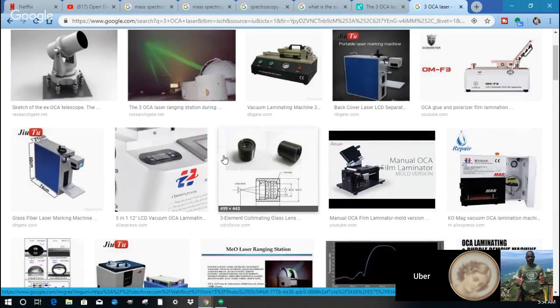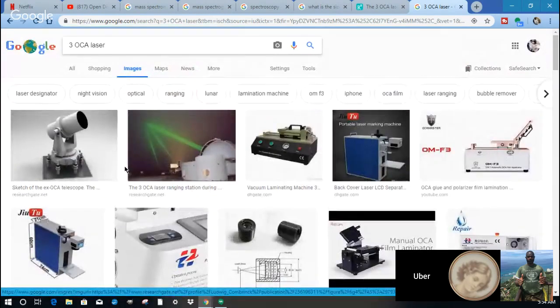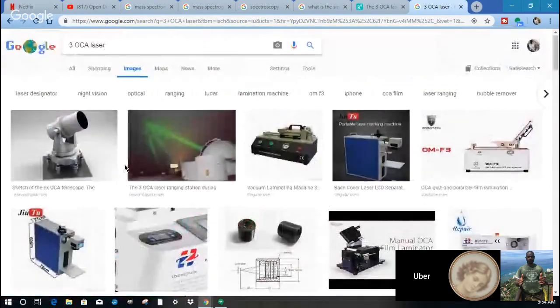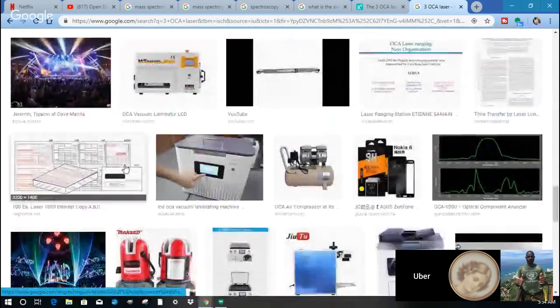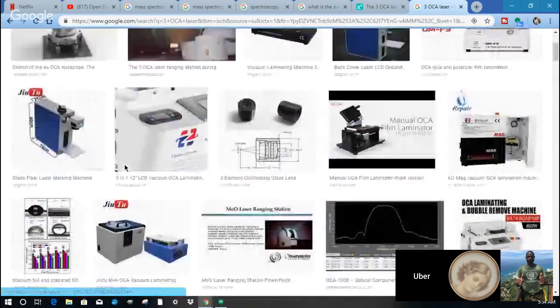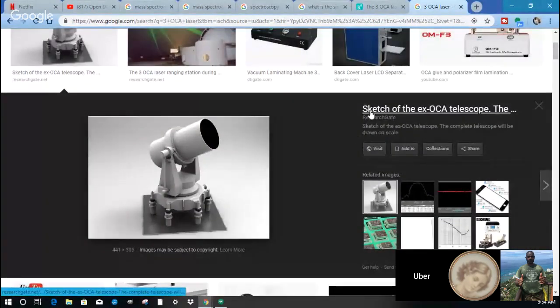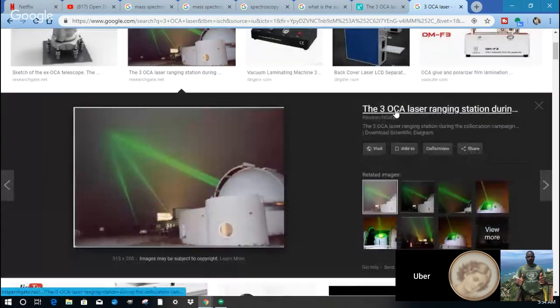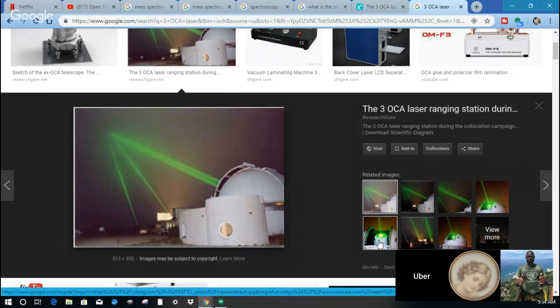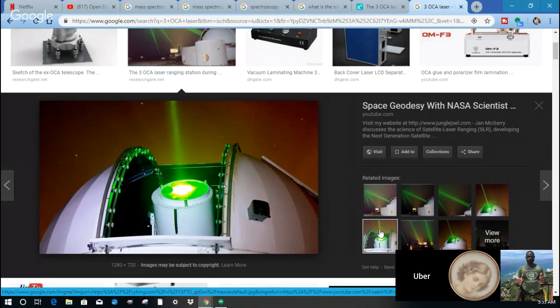But let's see. First I was looking for a picture of this and there's no actual pictures of it except for that one. I mean, there's this right here, but you know what this is? A sketch of the EX-OCA telescope. The complete telescope will be drawn on scale. And then they tell you that this is the 3 OCA laser ranging station during the collection campaign, okay? So here's the front picture of it. Okay, so that's a big ass laser pointer, is all it is.